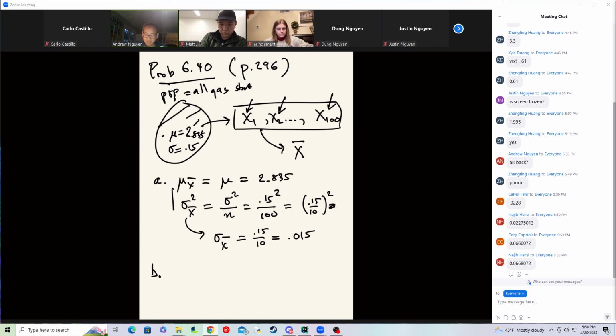What is the approximate probability that the sample mean is ranging between 2.84 and 2.86? Right. If I look at the sample mean of these 100, what's the chance that the sample mean is somewhere from 2.84 to 2.86? That's what I'm asking. Yes? The sample mean. The sample has a mean fuel cost.